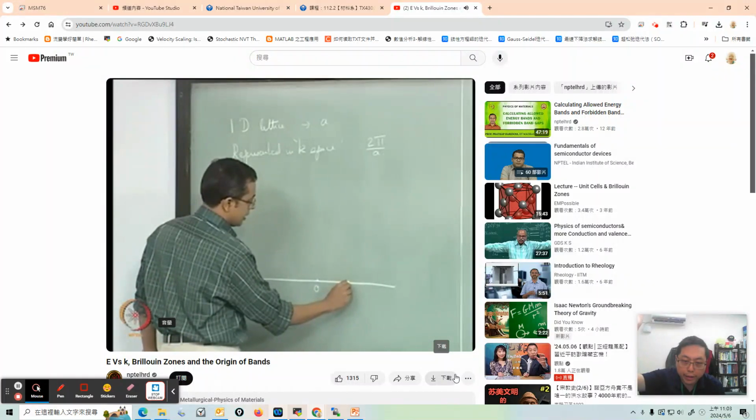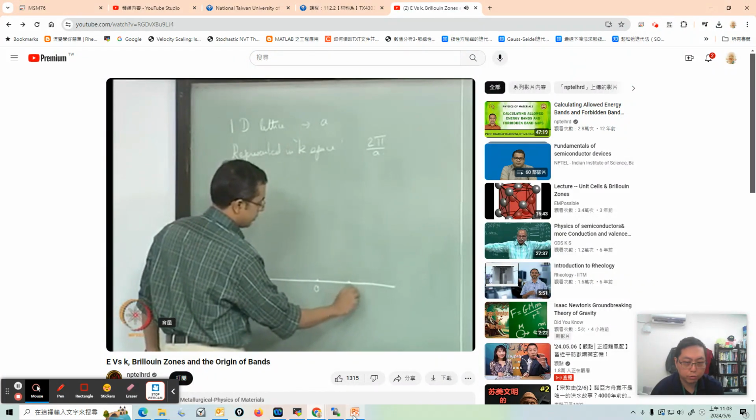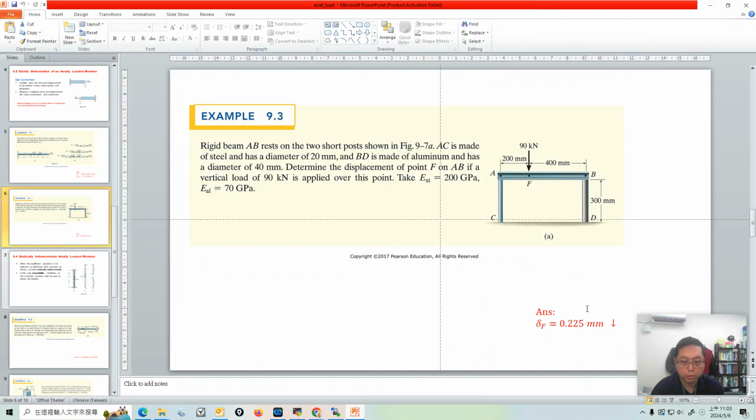Hello everyone. This video is going to show you another example for axial loading information, textbook example 9.3. This example needs some more explanation.